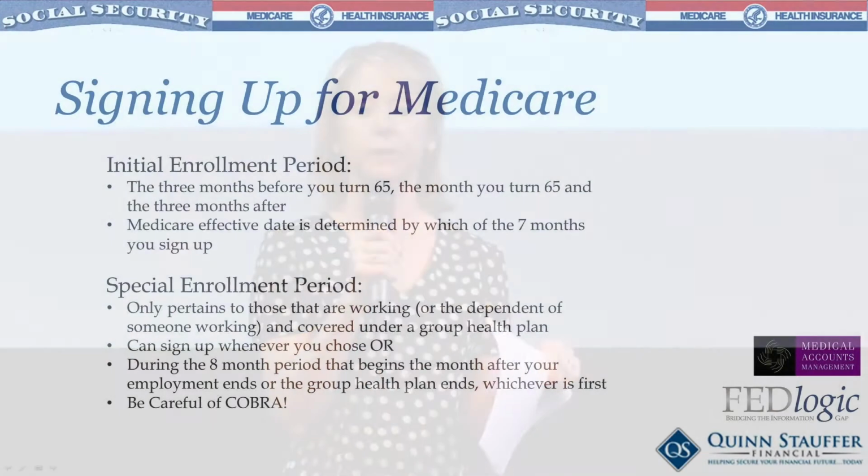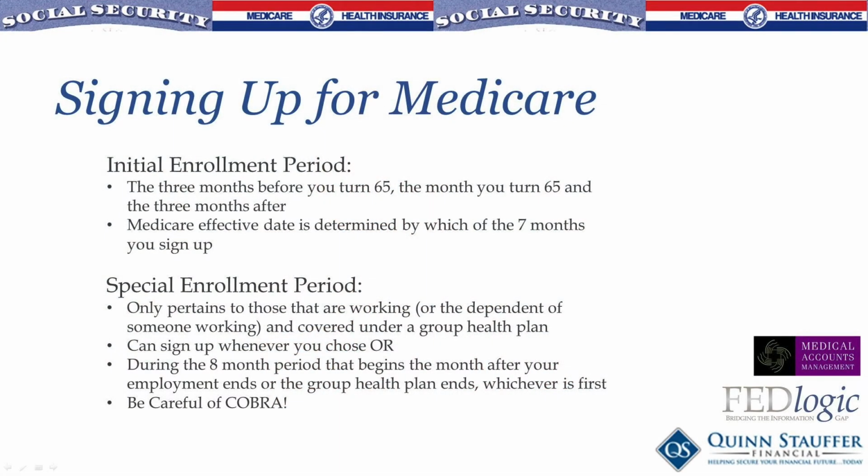So there are 3 different enrollment periods for Medicare, and you don't want to mess up your enrollment period, or then you're in the 3rd one, and that's the one that you'd have a late enrollment penalty. So the initial enrollment period, or the IEP, is that period of time, the 7-month window: the 3 months before you turn 65, the month you turn 65, or the 3 months after. Now, your Medicare effective date depends on which one of those 7 months you signed up. So it's important to know when you want your Medicare to be effective.